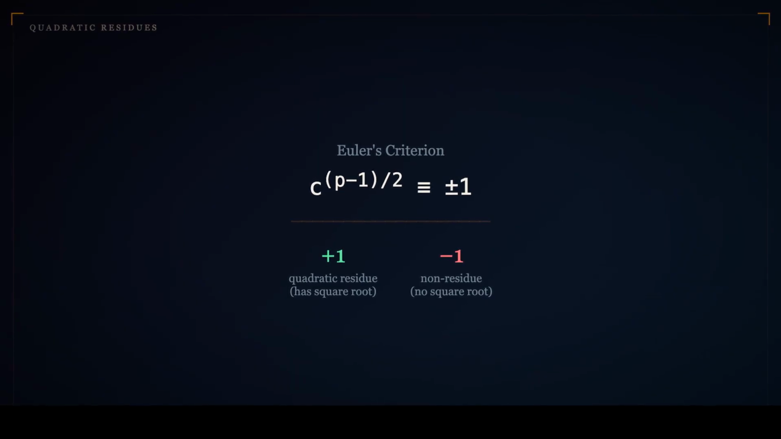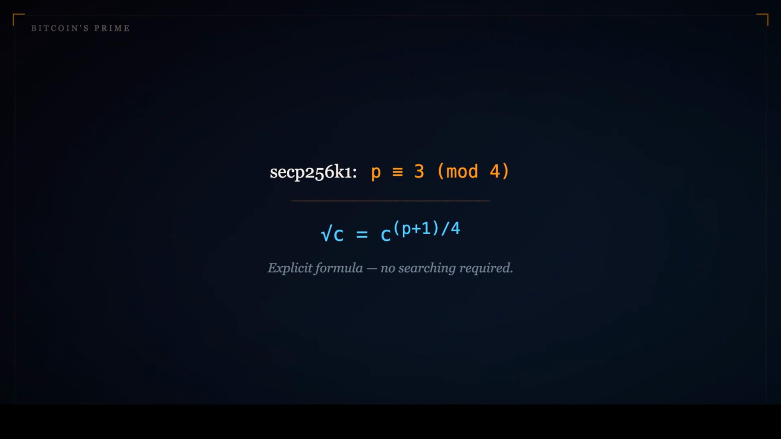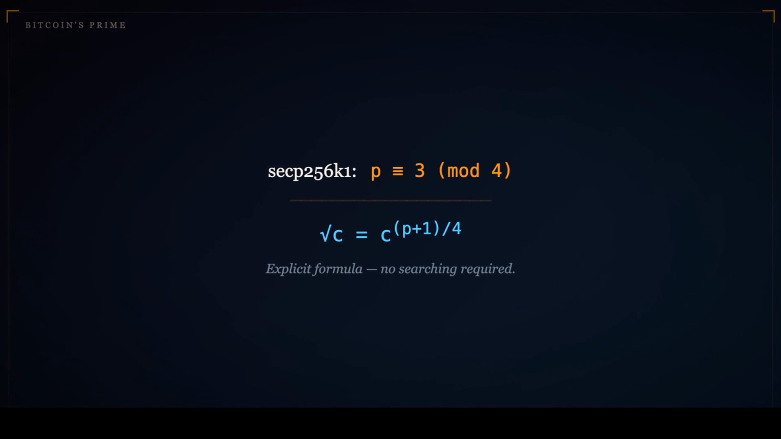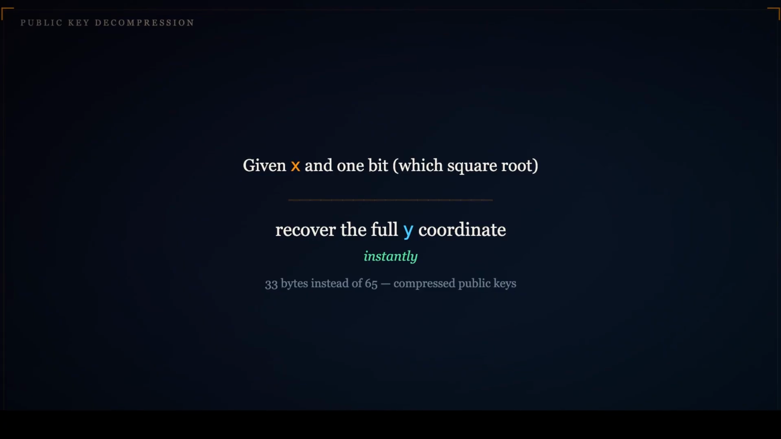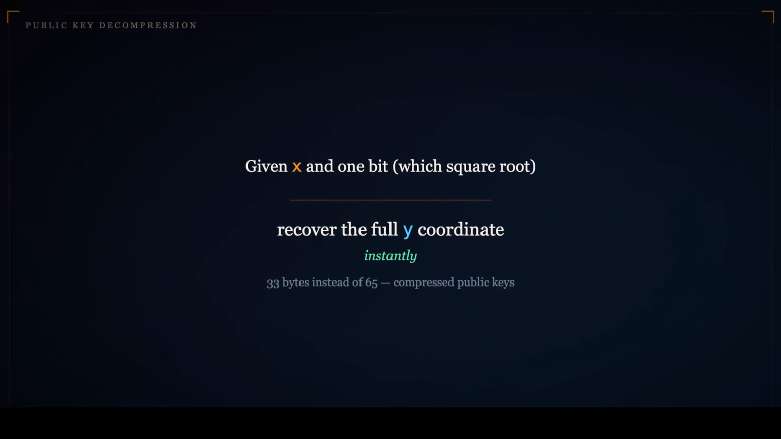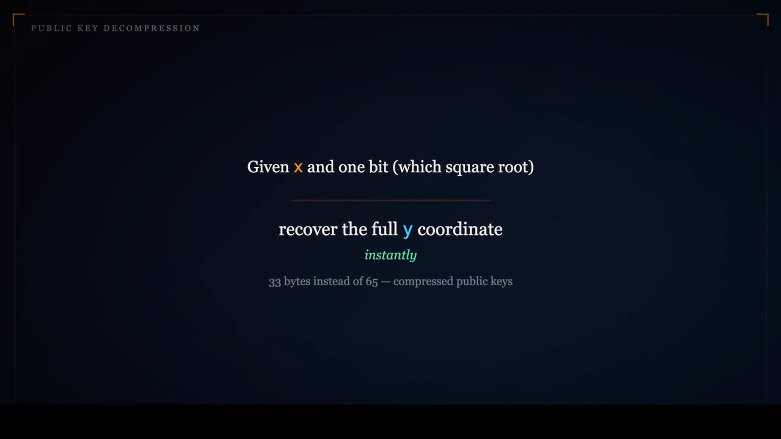Bitcoin's secp256k1 prime satisfies p congruent to 3 modulo 4. This special form gives an explicit square root formula. The square root of c is c to the power p plus 1 over 4. No searching required. This is used directly in public key decompression. Given just an x-coordinate and a single bit indicating which square root to take, the full y-coordinate is recovered instantly.